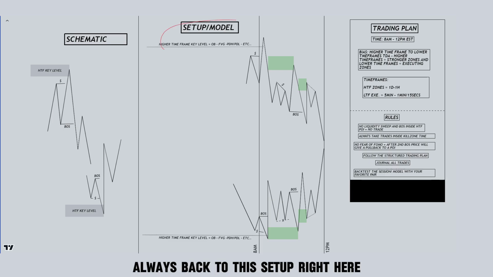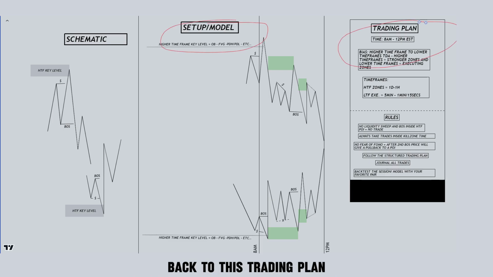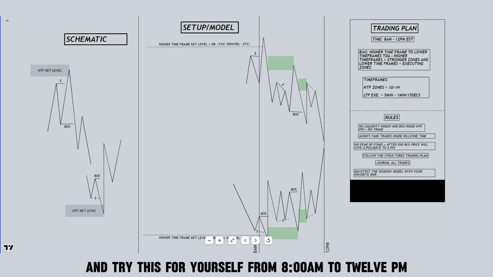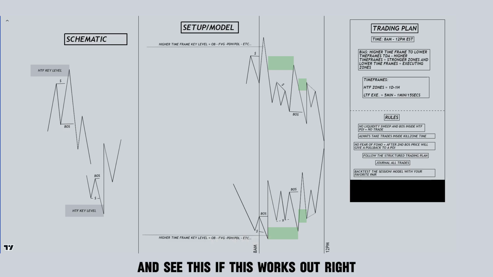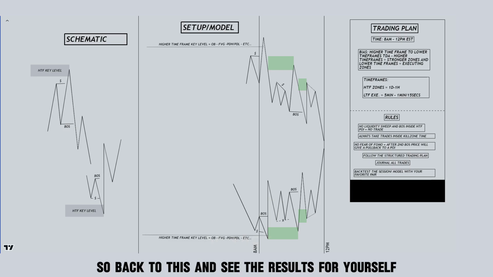Always backtest this setup right here, backtest this trading plan with your favorite pair. So your favorite pair may be gold. Go on gold and try this for yourself from 8 a.m. to 12 p.m. and see if this works out. So backtest this and see the results for yourself. So without further ado, let's hop on the charts and see exactly our model on the charts.